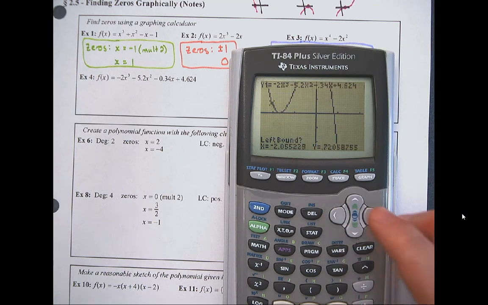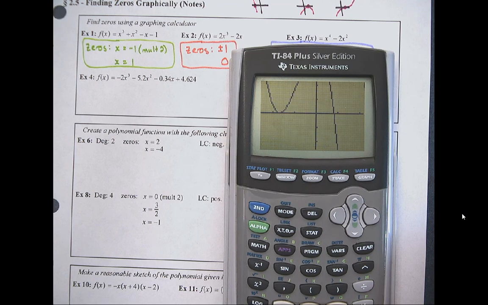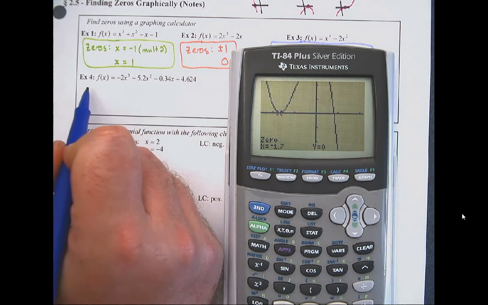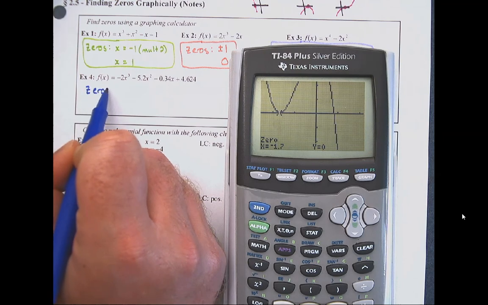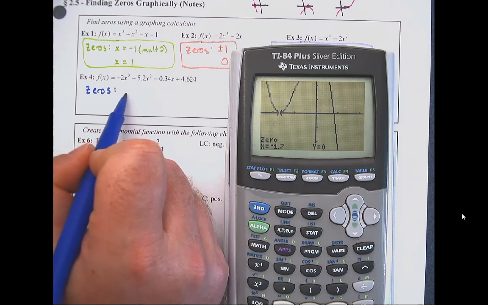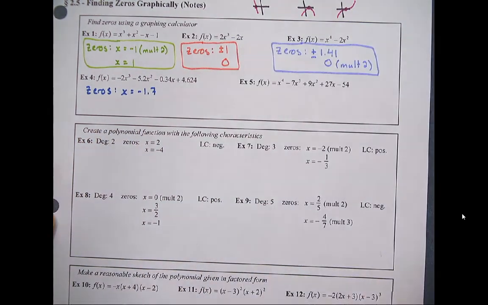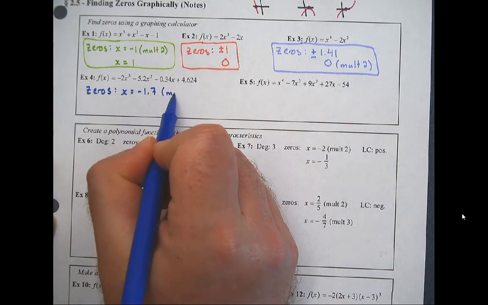Get somewhere to the left, enter. Get somewhere to the right, enter. Take a guess. Negative 1.7. All right, does that bounce or bust through? Obviously, it bounces. So this has a 0. Zeros occur at x equals negative 1.7. And because it bounces, that's a multiplicity 2.